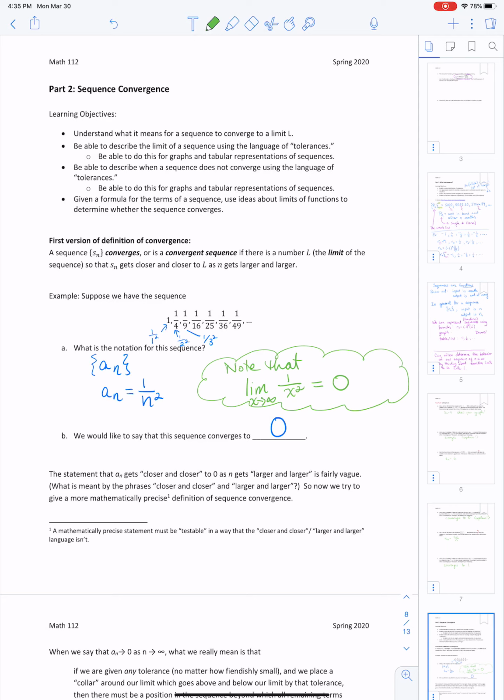Notice that this function is really going to be equal to the sequence terms whenever n is an integer, and so therefore we can say that the limit of the sequence ought to be the same as the limit of the function, which is defined on all possible x's. So we already have that intuition, but let's use this language of tolerances because it's going to apply to other types of sequences as well, and it's a good graphical interpretation of what's happening here.